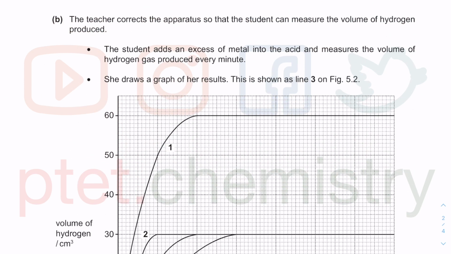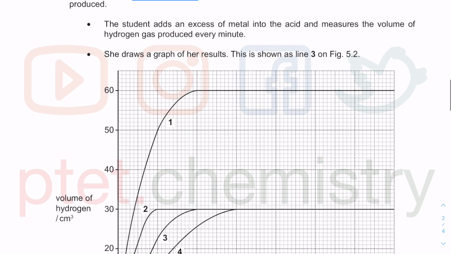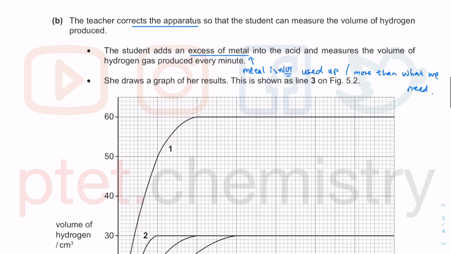So for the next one, this teacher corrects the apparatus. So now based on the correct setup, this student can measure the volume of hydrogen produced. The student adds an excess of metal. When you have excess of metal, that means metal is not used up. So that means you have more than what you need, more than what we need to react. So that means the acid is used up.